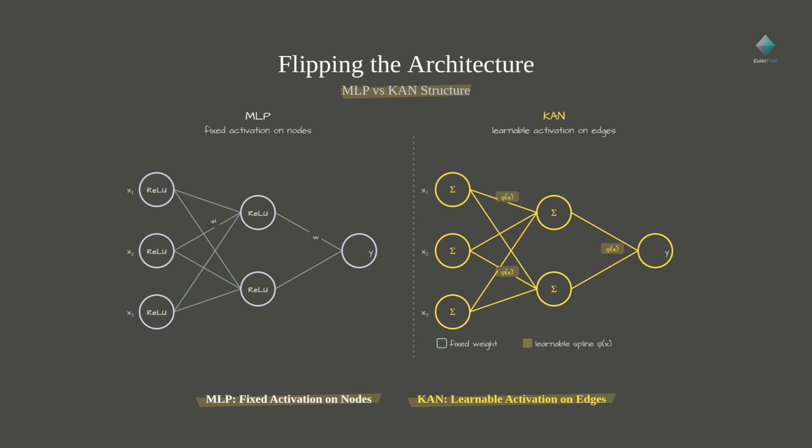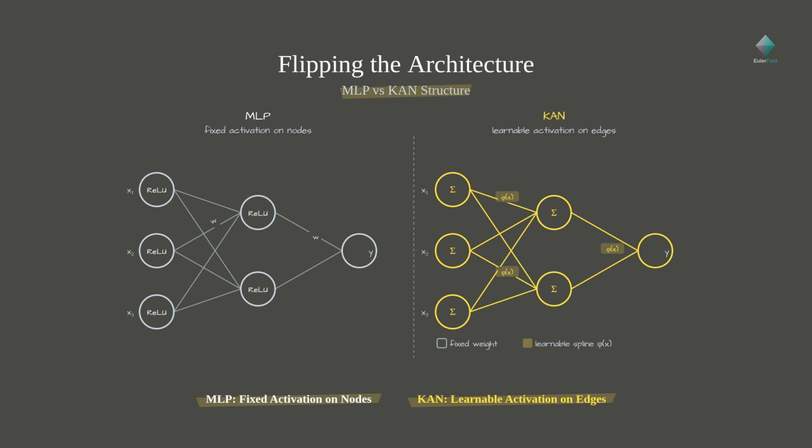Okay, let's get into the actual architecture. The change KAN makes sounds almost too simple. In an MLP, activation functions sit on the nodes, the neurons, and they're fixed. The edges just multiply by a weight number. In a KAN, this is flipped. The nodes do nothing special. They just add up what they receive. The activation functions sit on the edges and, crucially, they are learnable. Every single connection learns its own custom shape function during training.